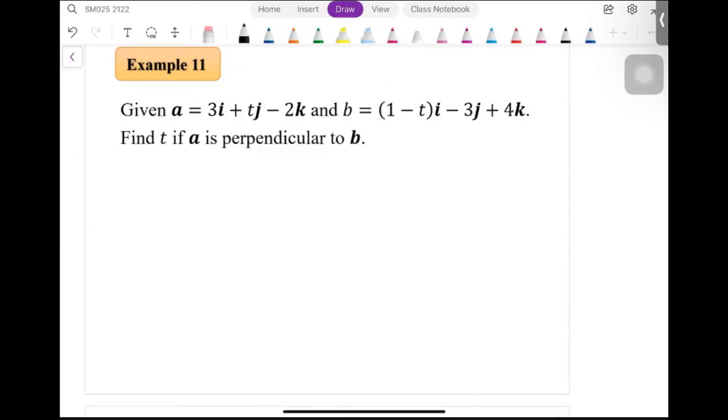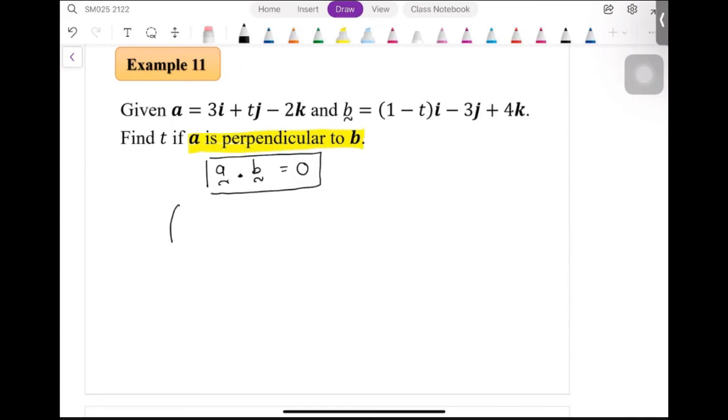Next question. Given the vectors A and B in this question, find t if A is perpendicular to B. So now for sure we know that A is orthogonal to B. Our statement from this would be A dot B must be 0. So from here we have to find t.